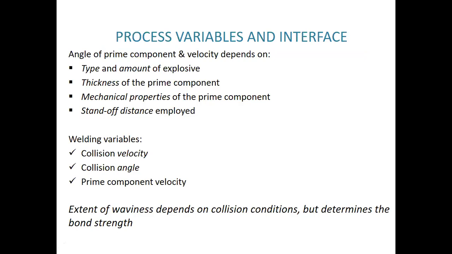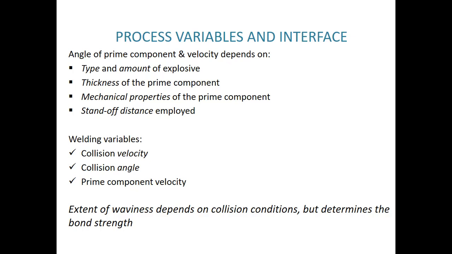See the process variables. The angle of the prime component and velocity depends on all these factors. What angle to keep and what velocity of detonation to keep depends on these factors. The type and amount of explosive, as we have seen earlier, that matters. Thickness of the prime component also. Mechanical properties of the prime component also, right? The cladding component. Because as I said, low strength or high strength, like that. Standoff distance employed between the two.